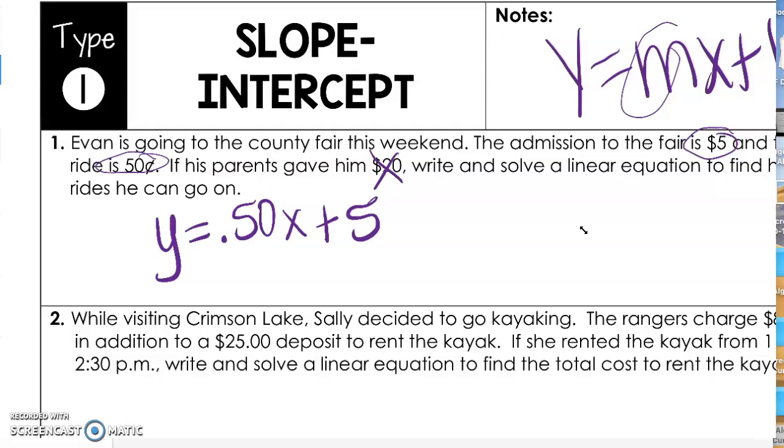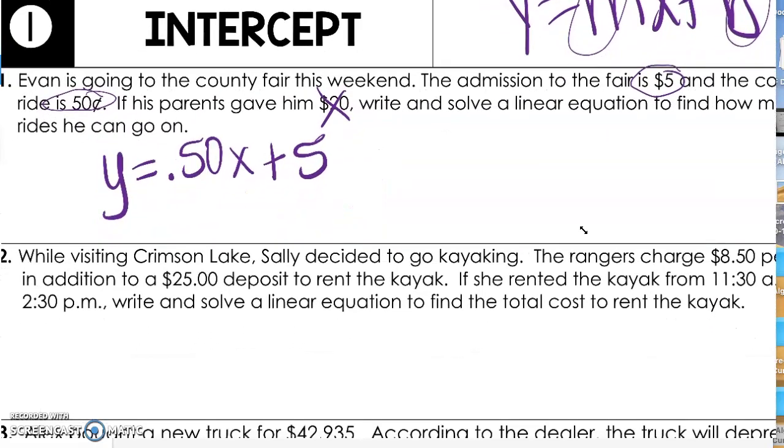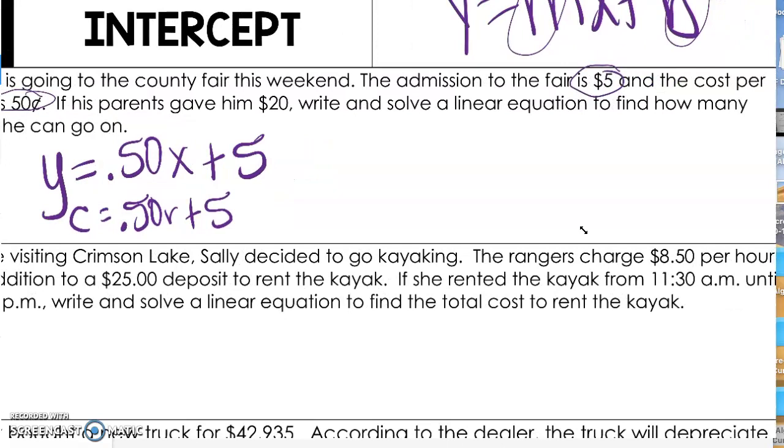So this is what your first part of the problem should look like, an actual equation that describes the number of rides and the cost. If you don't want to use y and x, you could use something like cost is equal to 50 cents per ride plus the $5. So it's up to you what variables you want to use. So now we can go back and answer the question, if we get $20 from our parents, how many rides? So you would have 20 is equal to 0.50x plus 5.